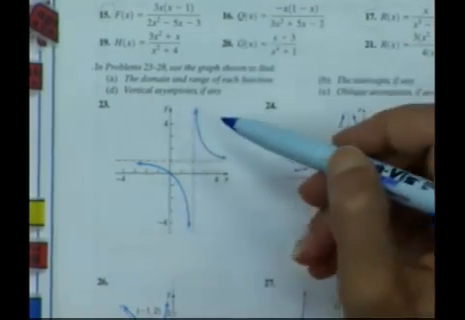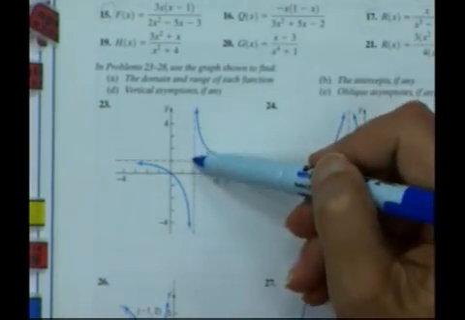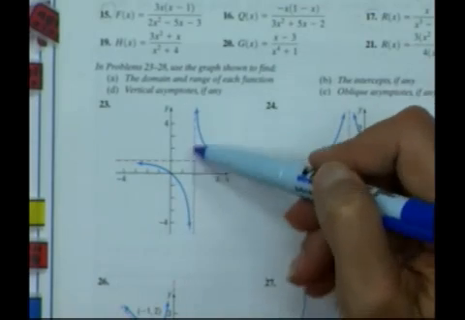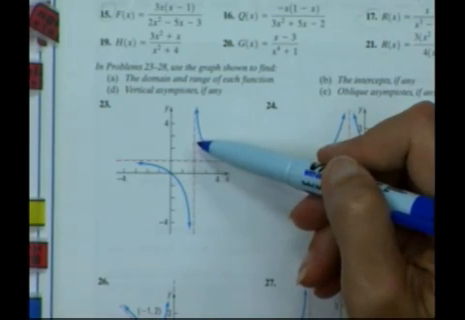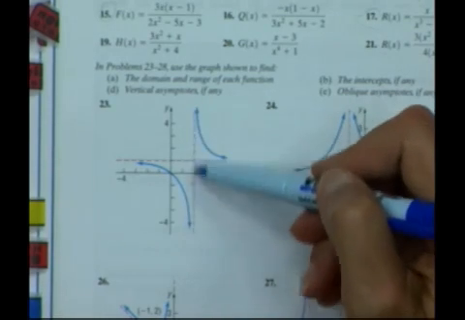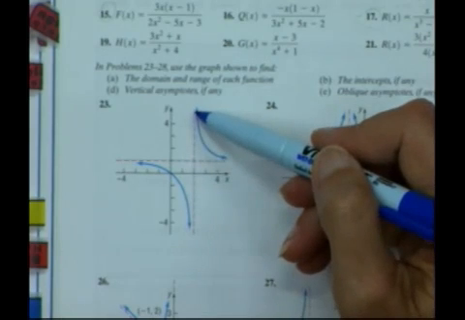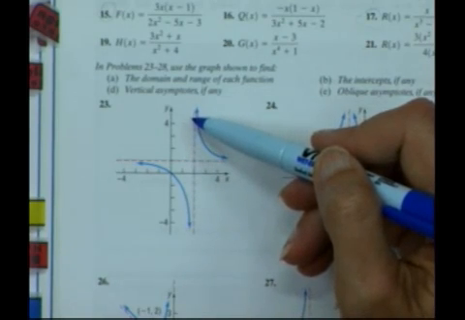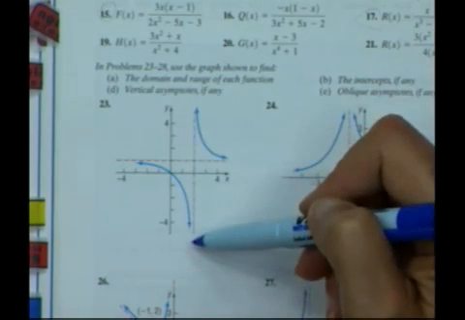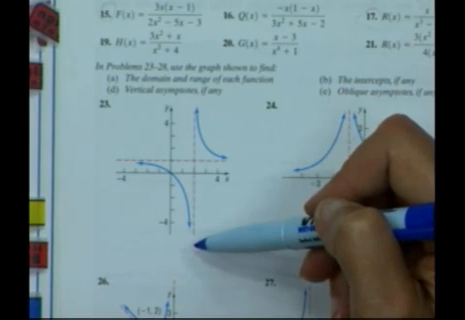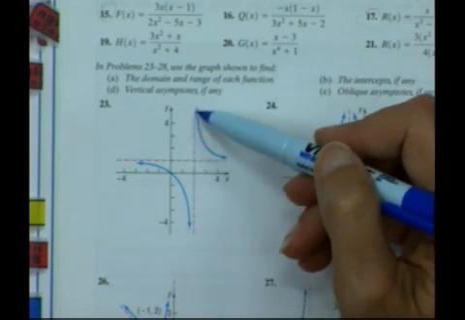Vertical asymptote. What is it? x equals 2. If I get just 2 on a test for this, why am I taking off points? It's not just a number. It's a line, and the equation for the line is x equal to 2. An asymptote is a line, so you have to say x equal to 2.